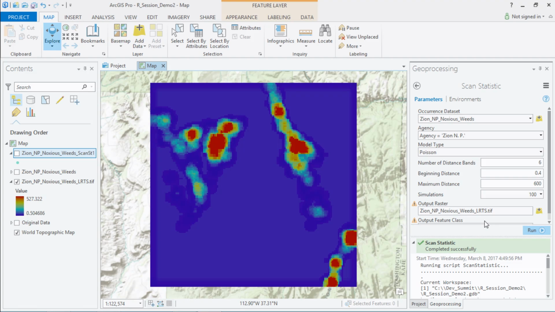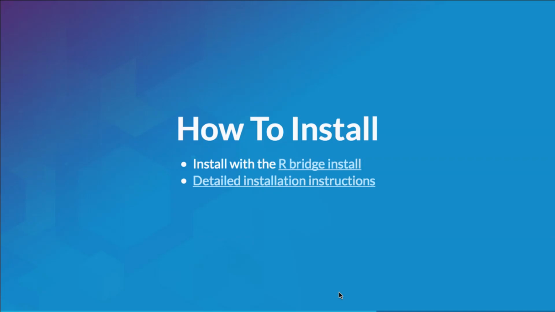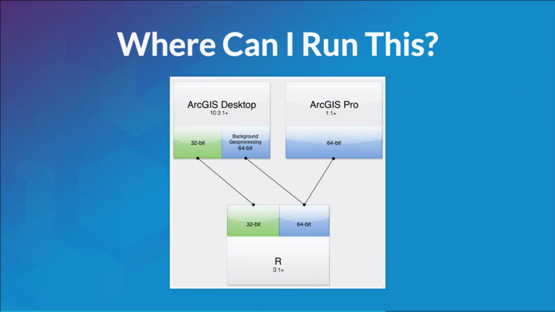Awesome, great. So just to wrap up here, we've talked already about how to install it. There are some instructions online to get you started using it tomorrow. It's really easy. Where can you run this is a question that we get sometimes. If you have a really old version of ArcGIS Desktop, it's not supported. 10.3.1 was the first version in which we implemented this bridge, and we also implemented it in Pro 1.1.